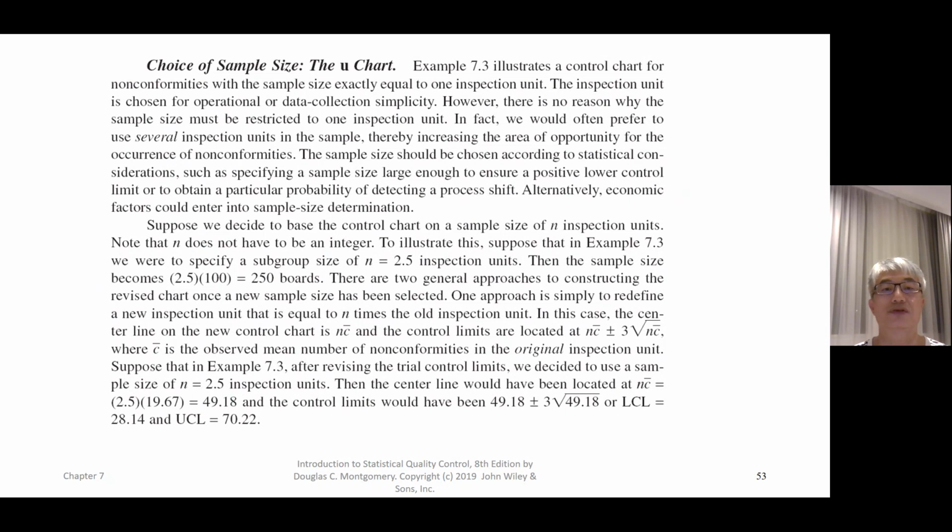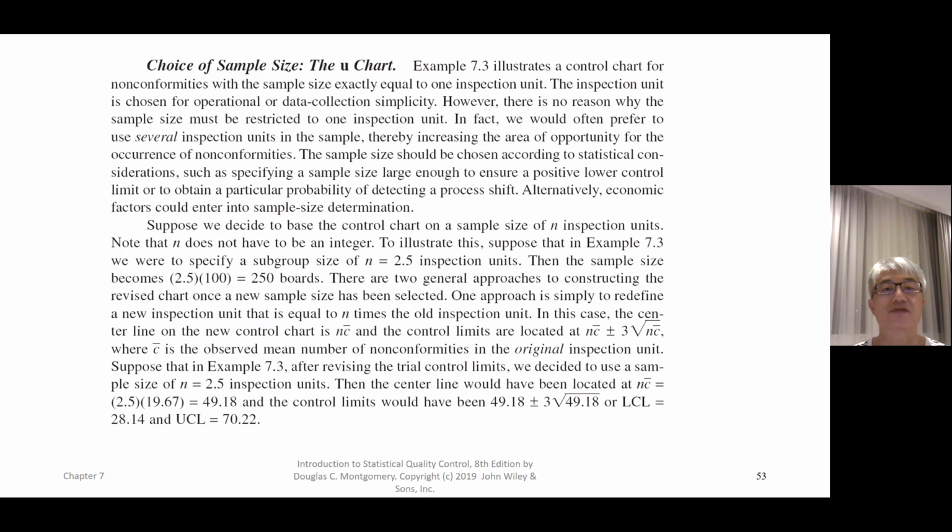There are two general approaches to constructing the revised control chart once a new sample size has been selected. One approach is simply to redefine a new inspection unit that is equal to n times the old inspection unit. In such a case, the center line on the new control chart will be defined as n C bar, and the control limits are located at n C bar plus or minus 3 square root of n C bar. C bar is the observed mean number of nonconformities in the original inspection unit.